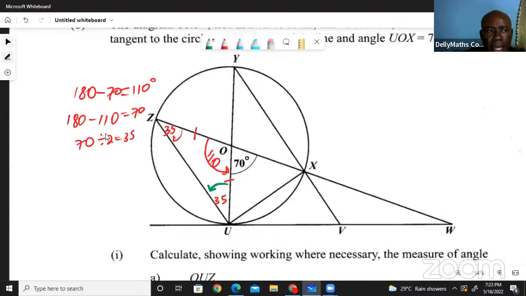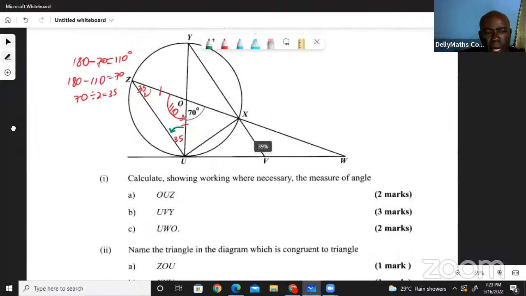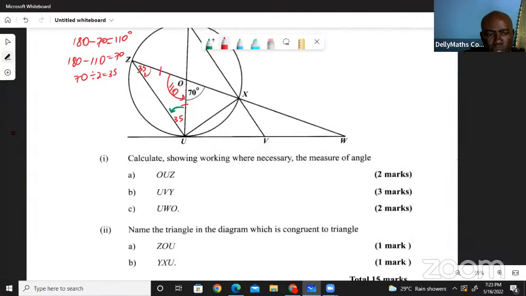So that means, in a similar way, this angle is 35 degrees right there. Yes, Otavia. Chad, be careful, it's not 60. 70 divided by 2 gives us that 35 degrees. All right, very good, Otavia.